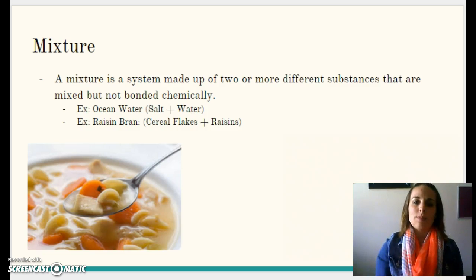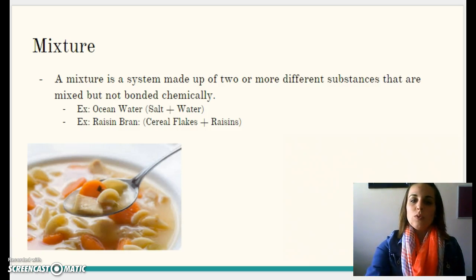And lastly, we have something called a mixture. And a mixture is a system made up of 2 or more different substances that are mixed but they're not bonded together. So if we think of Raisin Bran cereal, you have the raisins and you have the cereal flakes. Or if we take a look at this chicken noodle soup here, we would have the noodles, the chicken, the carrots, and the broth. They're all mixed together, but they're not bonded together.